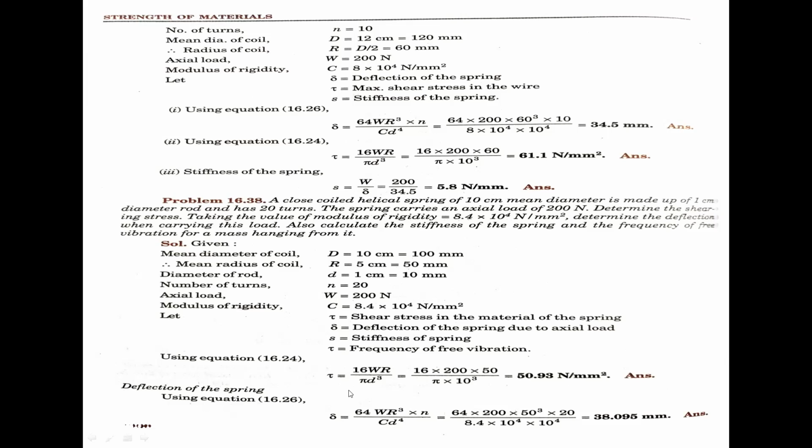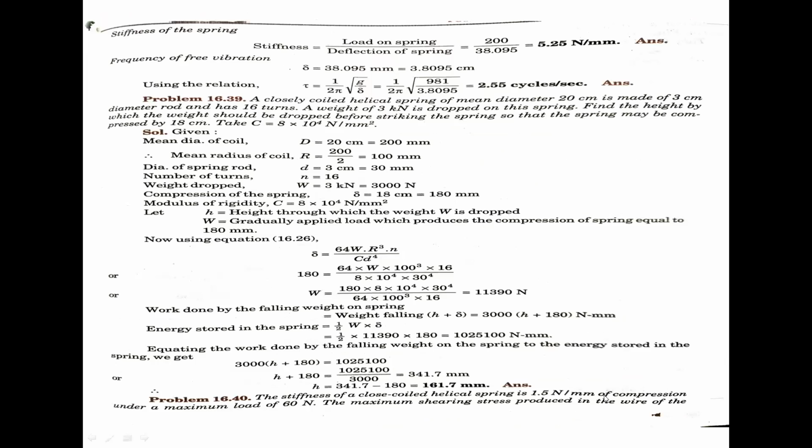This value we got. And next, the deflection of the spring. You know the formula, deflection delta equal to 64 W R cube into n divided by C d to the power 4. Substitute W 200, R 50, n equal to 20, C 8.4 into 10 to the power 4, small d equal to 10. Deflection of spring is 38.095 mm. Stiffness of spring is load by deflection, 200 by 38.095, equal to 5.25 Newton per mm.